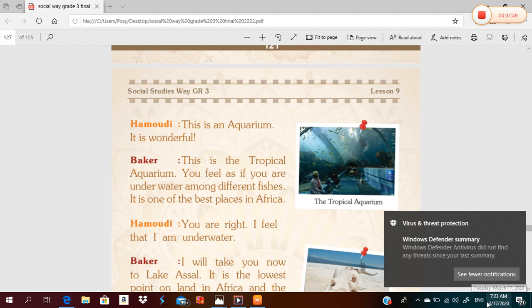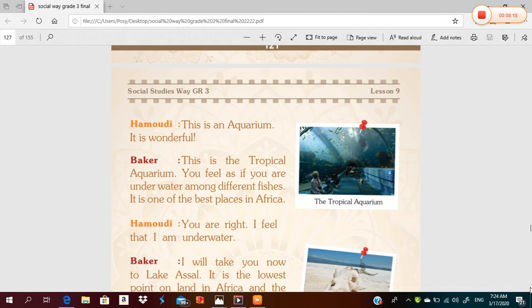Bakir: Hamoudi. This is an aquarium. It's wonderful. Hamoudi: Bakir, this is the tropical aquarium. You feel as if you are underwater among different fish. It's one of the best places of Africa. Bakir: Hamoudi, you are right. I feel that I am underwater.